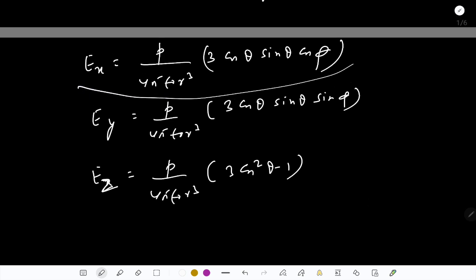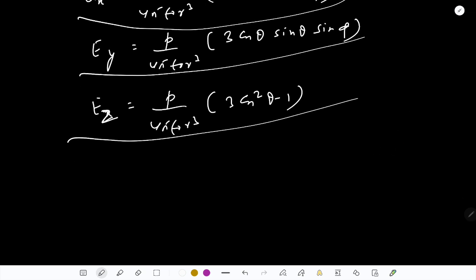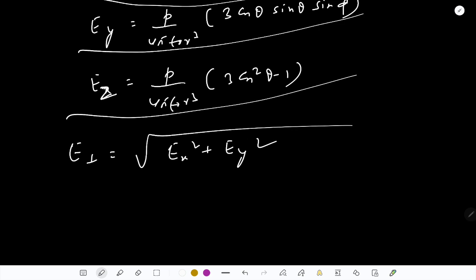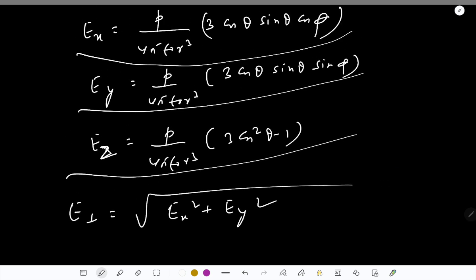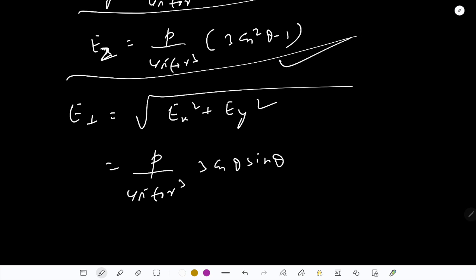So we have the x component, y component, and z component of the electric field. The projection of E onto the xy plane is E perpendicular, and this can be written as the square root of Ex square plus Ey square. And if you can see, phi has gone out, and you can write it simply as p by 4 pi epsilon naught r cube times 3 cos theta sin theta. Everything is a piece of cake, and Ez is this. And thank you very much for watching.